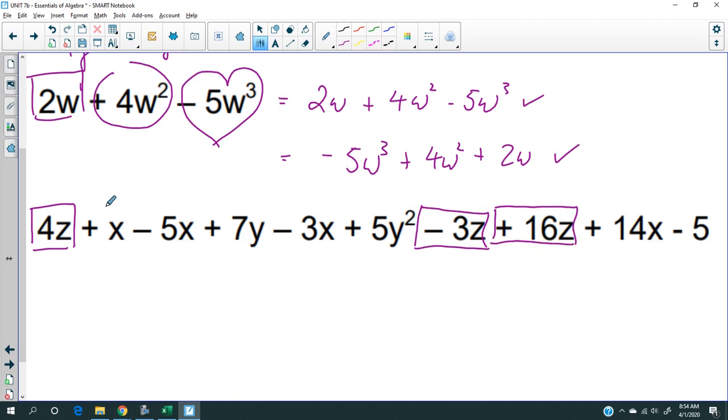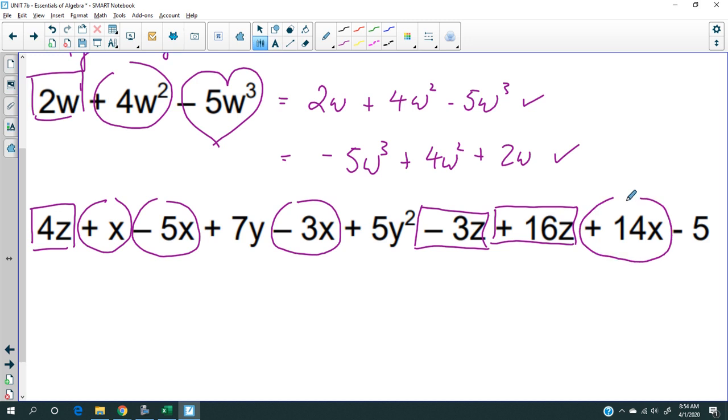Okay, now next I'm going to look at the x family, and I'm going to scan across again, and look for the same family. Negative 5x, negative 3x, and 14x. So there are 4 members of this x family. Next, I'm going to use the heart, I guess. I have a 7y, the y family.